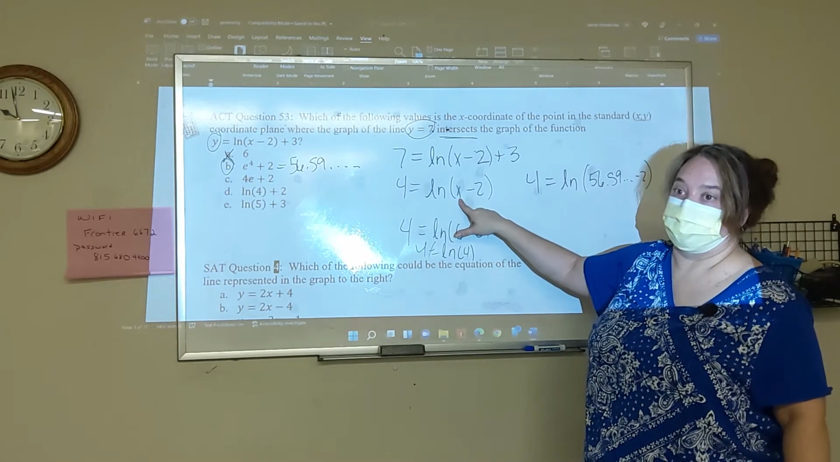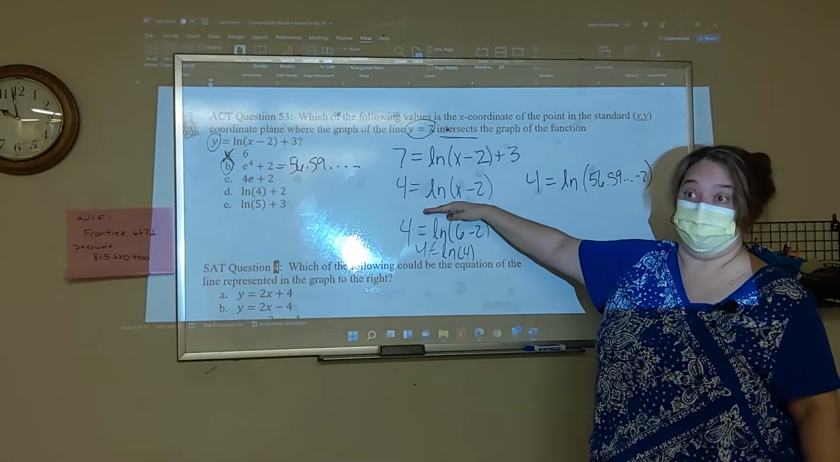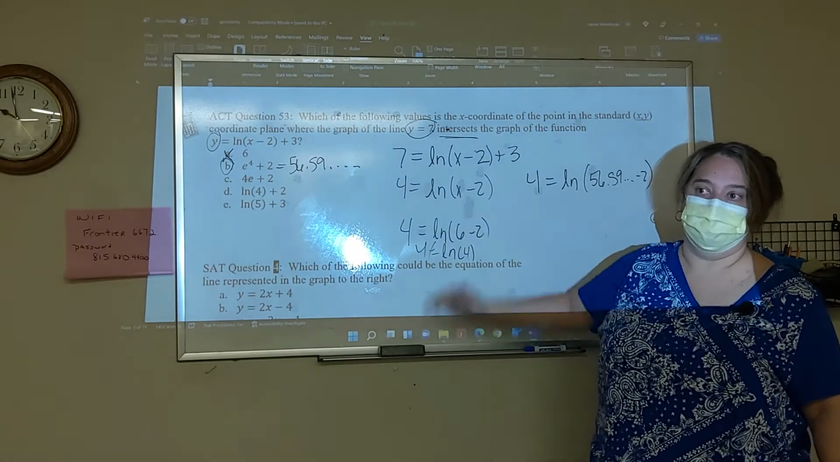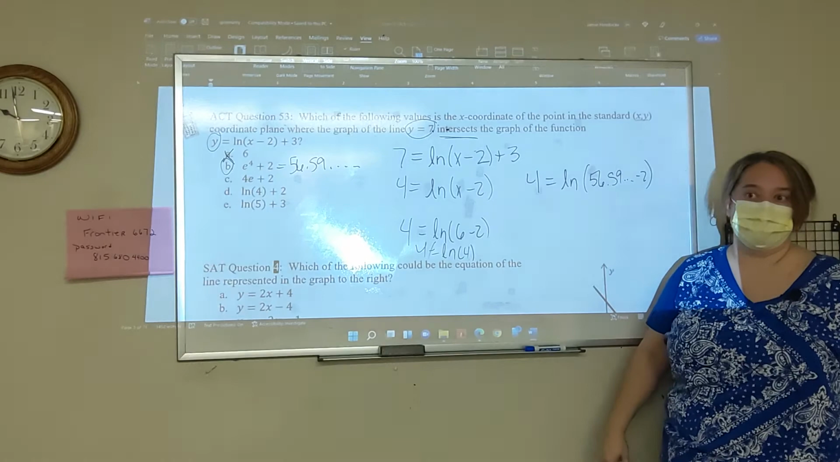Because I'm looking for the x-coordinate, and I don't want to have to solve this. If you know how to solve this, by all means go for it. But most people don't know how to solve natural log equations. Does that make more sense now? Yeah, okay.